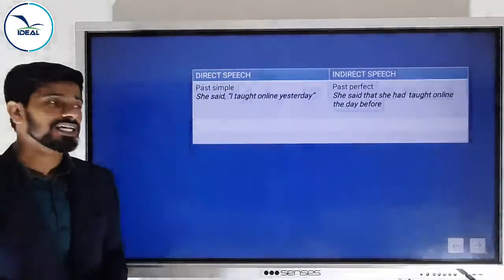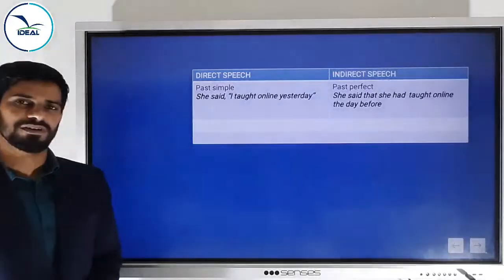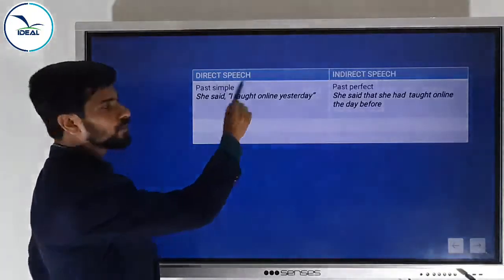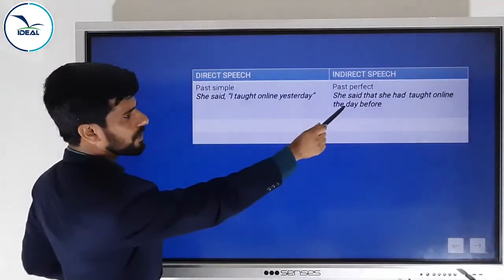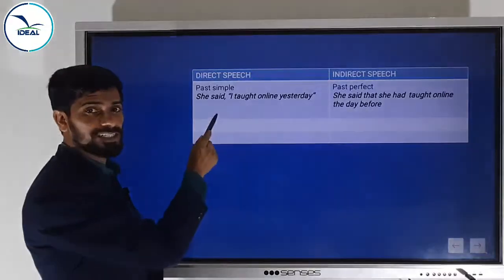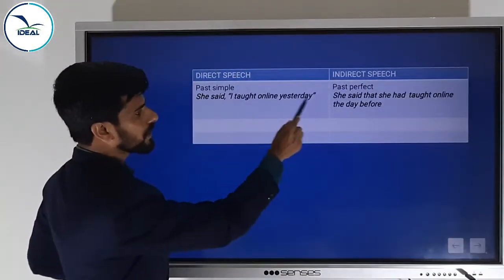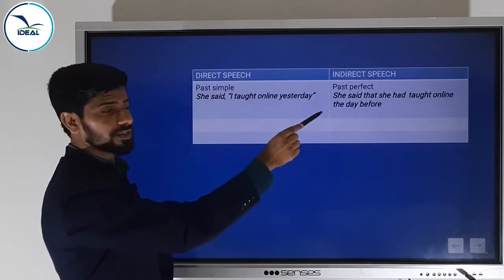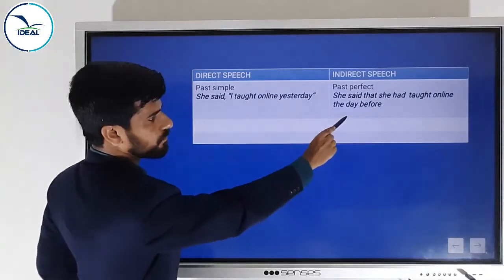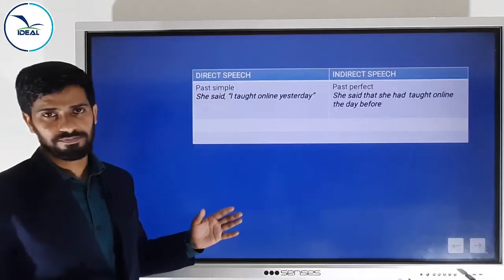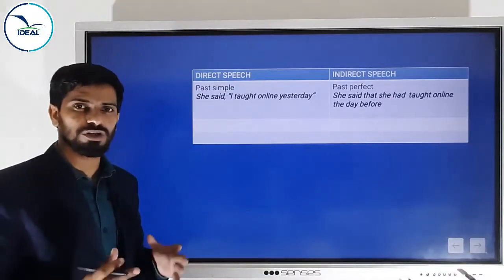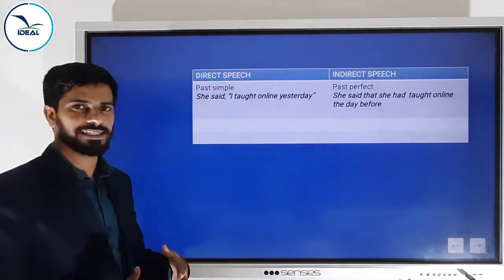She said that she had taught online the day before. You notice the changes, right? So as we said earlier, the comma has been removed and the inverted comma has been removed, and I became she. The change in the pronoun. Taught is in past tense, right? Past form of teach is taught. So it will be converted to had taught, past perfect, right? You can see the yesterday here. Yesterday has been converted to the day before. So changes in time, right? Now becomes then, right? Here becomes there. So there are words which denote time and place, and there also changes take place.